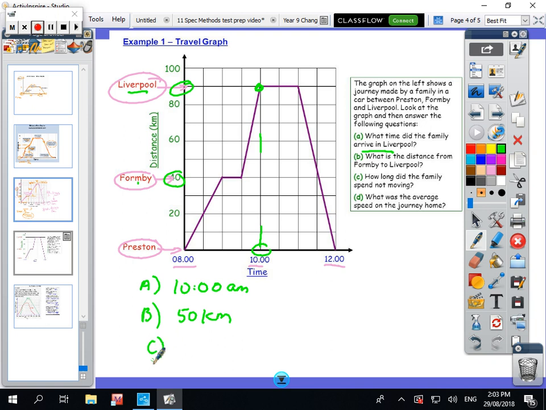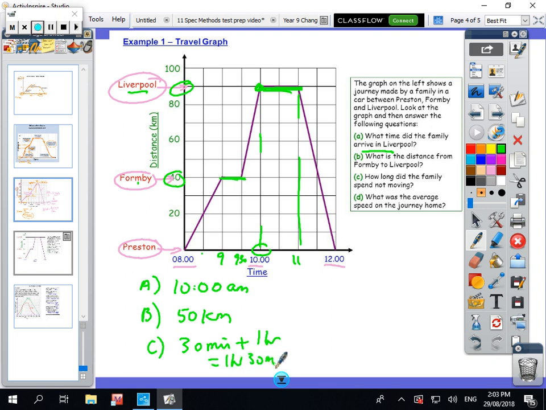C, how long did the family spend not moving? Well, the family wasn't moving up there and the family wasn't moving there. So 8 to 10, so that's 9 o'clock. So we've got from 9 till 9:30. So we've got 30 minutes for that first part. And then we've got, that's 11 o'clock. So we've got an hour there. So the answer is 1 hour 30.